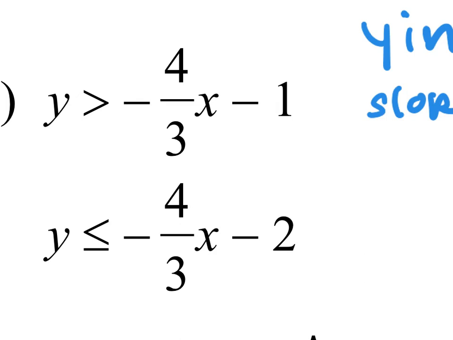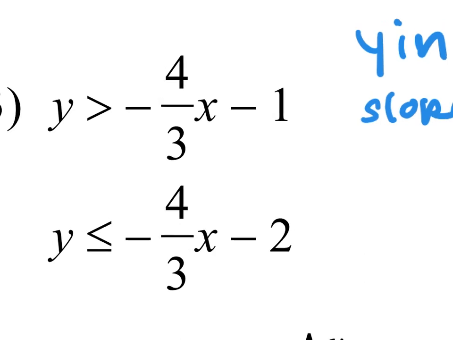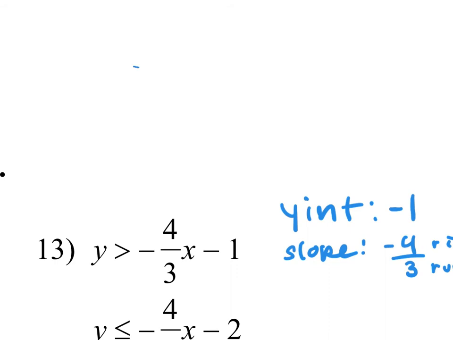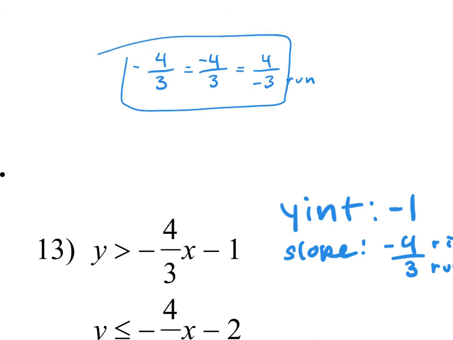Okay, but would it matter if you put the negative at the 3? It doesn't matter. Negative 4 over 3 is the same thing as negative 4 over 3, and it's the same thing as 4 over negative 3. So if the rise is a positive 4 and the run is a negative 3, that should count as correct. Yeah, but if the run was negative, you would just have to go to the left. But these are all the same thing.